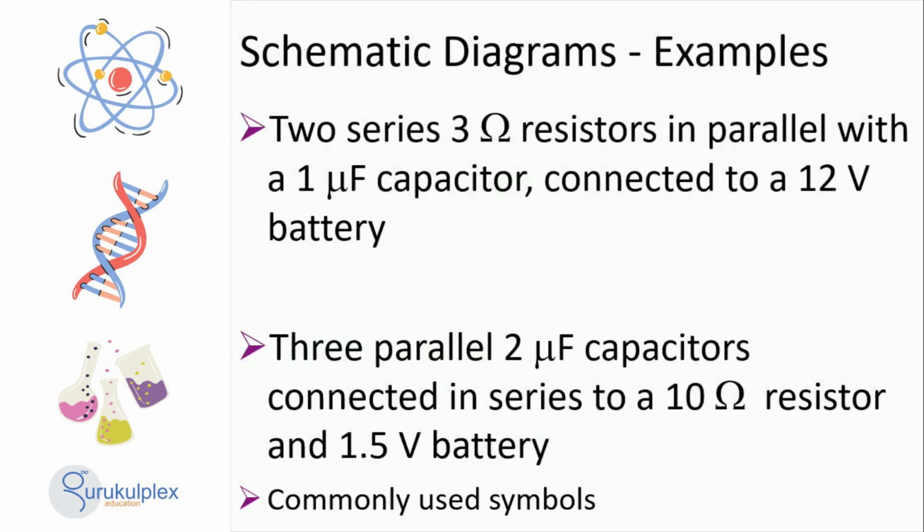Schematic diagrams are a useful tool for illustrating electrical and electronic systems. This illustration presents 2 examples of schematic diagrams. The first consists of 2 series 3 ohm resistors in parallel with a 1 mF capacitor, connected to a 12 volt battery. The second shows 3 parallel 2 mF capacitors connected in series to a 10 ohm resistor and a 1.5 volt battery. Analyzing these schematic diagrams can help you make sense of complex electrical and electronic systems.